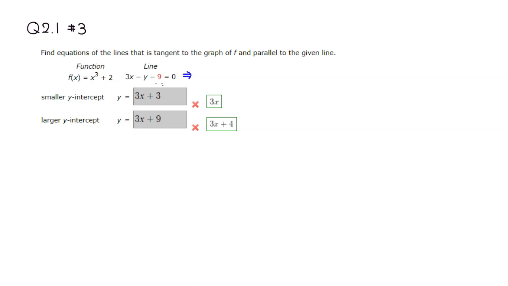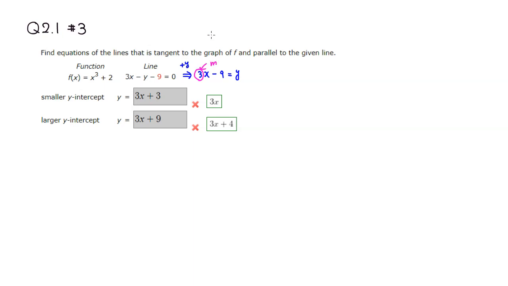So I'm going to try to isolate y from here. I'm just going to add y. Wouldn't that work? I add y, so you have a 3x, add y, negative y cancel out, so negative 9 is equal to y. You can see that the slope shows up right here, so this is going to be our m. So we already know the slope.